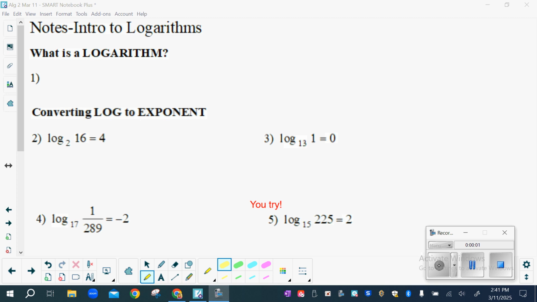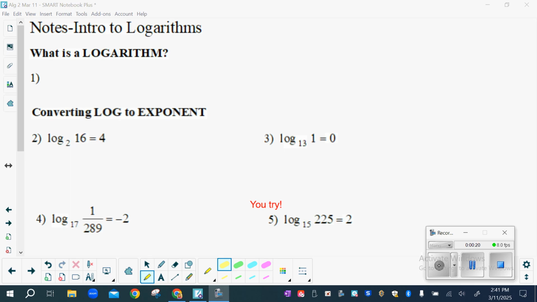Okay, so logarithms. What is a log? A log is something that was created by mathematicians so that we can solve for an exponent. It's a way to solve for an exponent.